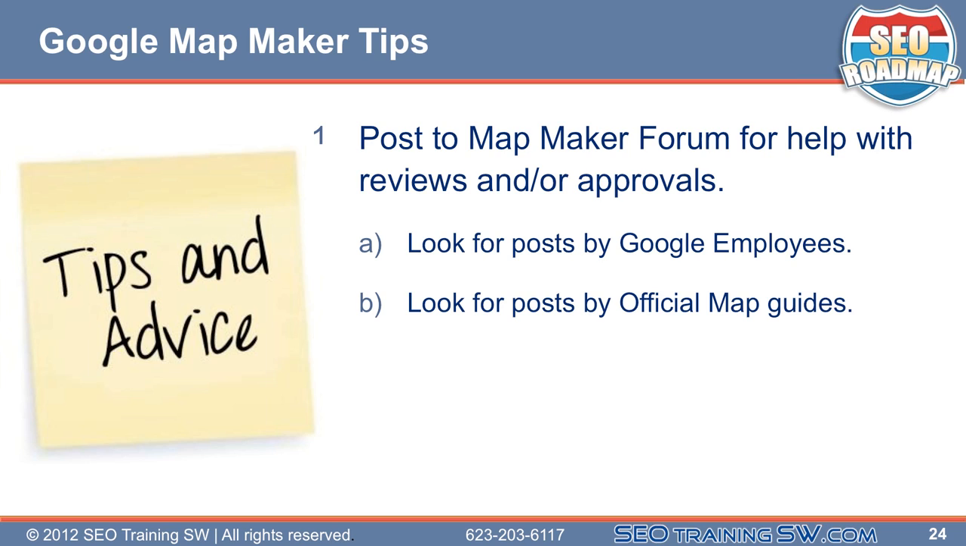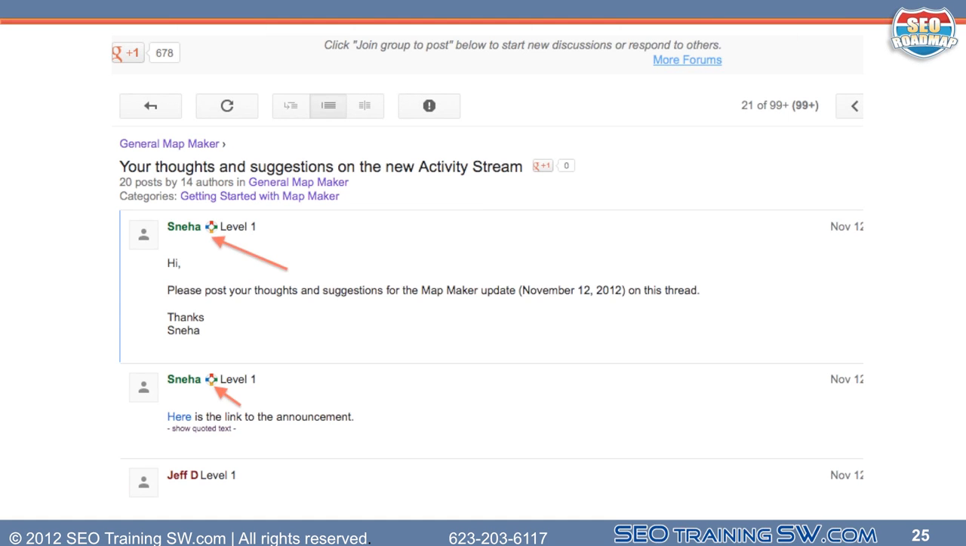All right. Other tips, post on the Map Maker forum for help with reviews or other approval. Look for posts by other Google employees or other posts by official map guides. Now they have official employees from Google on that forum. They also have volunteers that get promoted to official map guides, and this is how you can tell when you log into the forum.